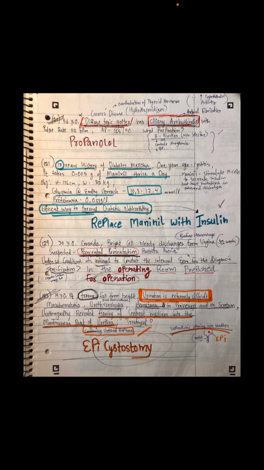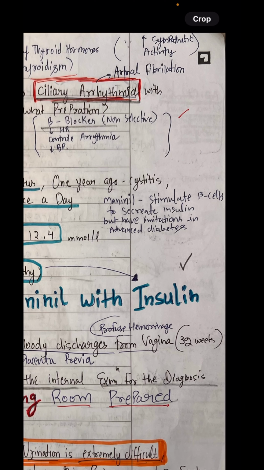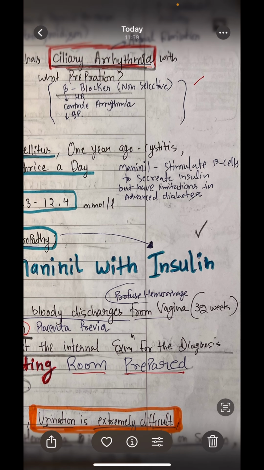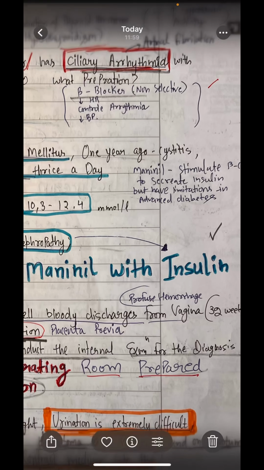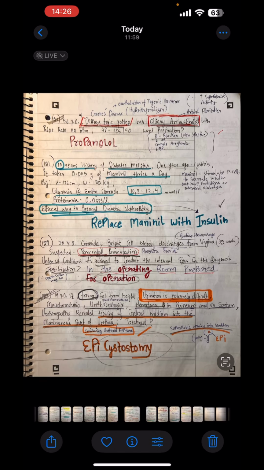And what is diffuse toxic goiter here? Diffuse toxic goiter is the background of the patient given in the question. So overproduction of the thyroid hormone, or let's say hyperthyroidism. Ciliary arrhythmia I have written here as atrial fibrillation. What is this? Atrial fibrillation case, which will increase due to the increased sympathetic activity.